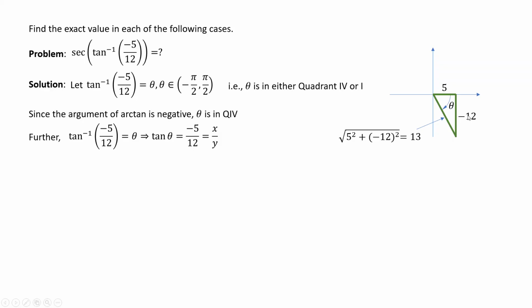So we have 5 and negative 12, and Pythagoras theorem tells us r must be 13. I shouldn't say hypotenuse in this case. Okay, and then the rest is simple. Thus secant of tan inverse of negative 5/12 is secant of theta. Secant of theta is the reciprocal of cosine, so instead of x over r we have r over x, and that's going to be 13 over 5. Okay, give me just a second.